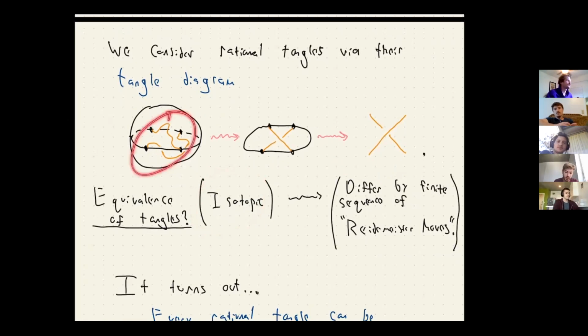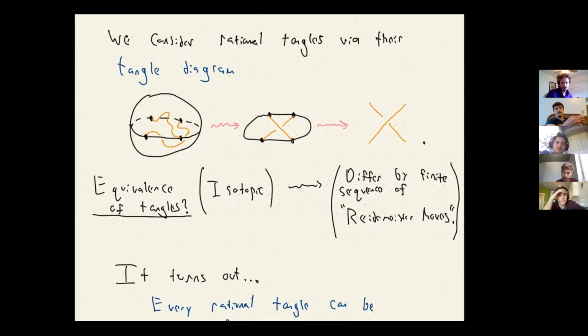It turns out that you can isotope a rational tangle into this general position where when you project, you only get crossings of two strands over one another. And isotopy of rational tangles corresponds to tangle diagrams differing by a finite sequence of so-called Reidemeister moves. I'm not going to really talk about what those are here. They're pretty simple to describe.